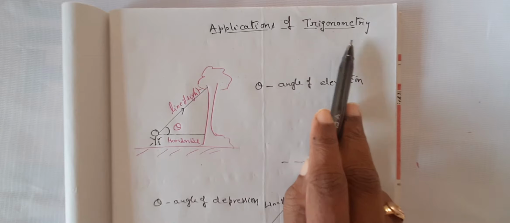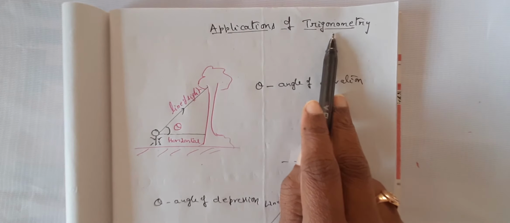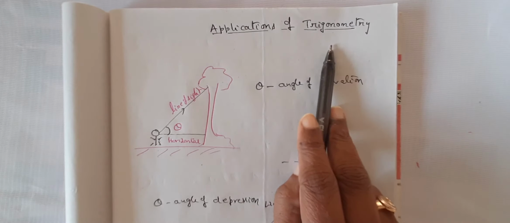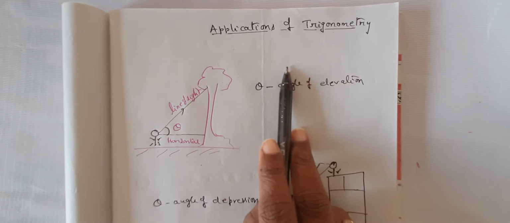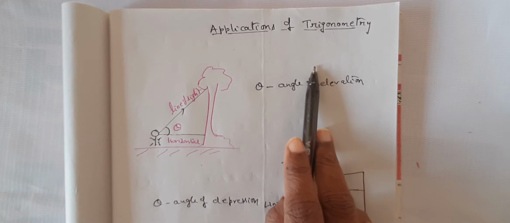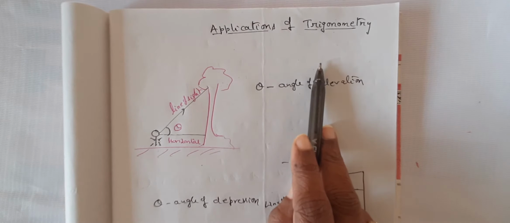Now, in order to know the applications of trigonometry, we have already learnt about trigonometric ratios, the next complementary angles, and then trigonometric identities, right? Based on that we did many exercises, and we are going to use all those concepts in solving day-to-day problems.